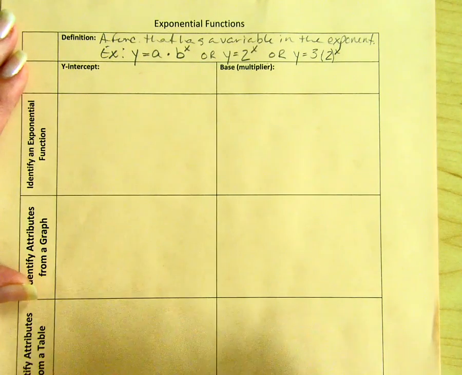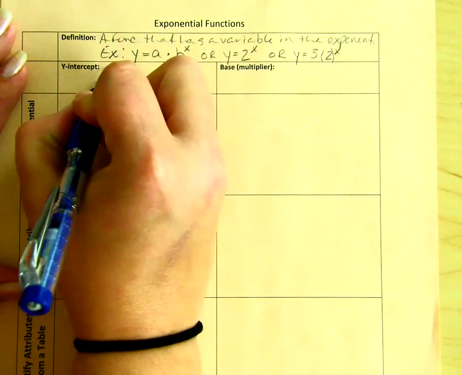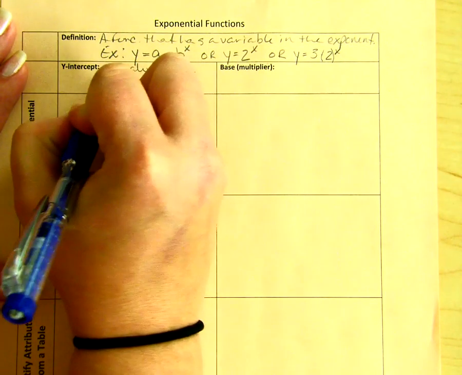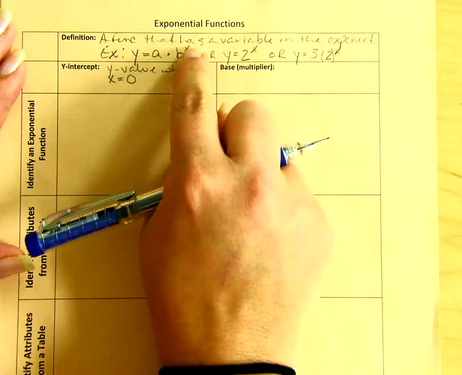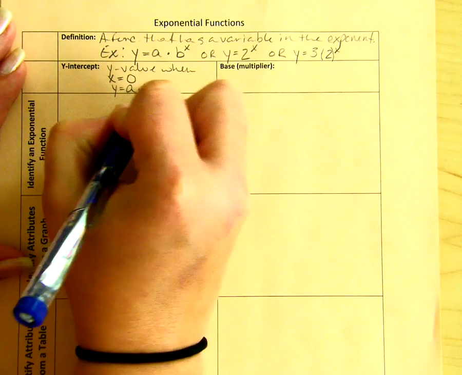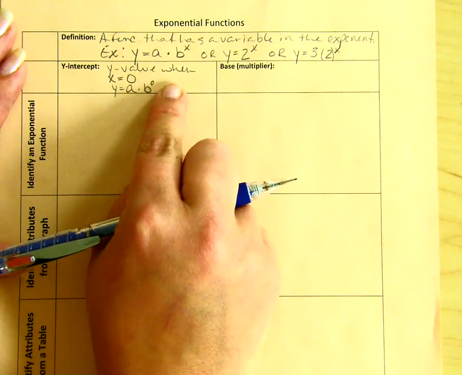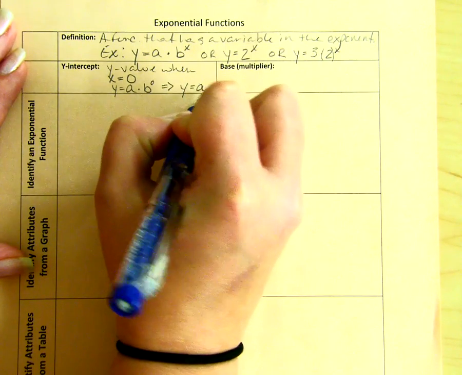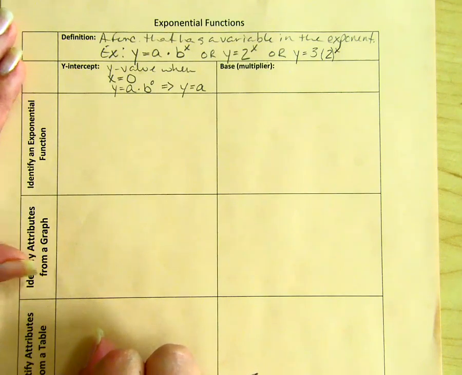Then when you're looking for the y-intercept for this particular equation, you're looking for the y value when x equals 0, just like anytime we're looking for a y-intercept. And when x is 0, it's like saying y equals a times b raised to the 0 power. And b to the 0 power is 1. So that gives you a y-intercept of y equals that a value, whatever that value is in front of the term raised to the power, okay? And I'll show you all an example of that in just a moment.